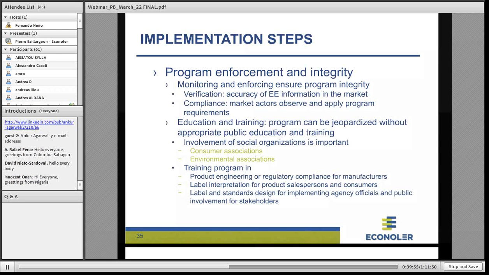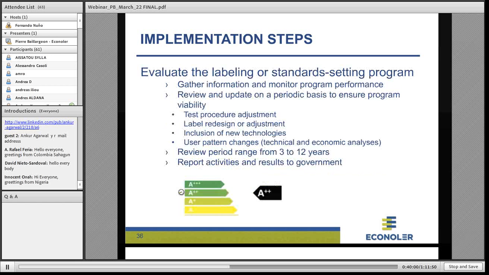So bringing in maybe more actors like consumer associations and environmental associations, just to relay the message about the benefit of using higher efficiency products. And of course, you want to support the market with training for manufacturers, training for salespersons and consumers, and even for your institutions that will have to implement and ensure the integrity of the program.